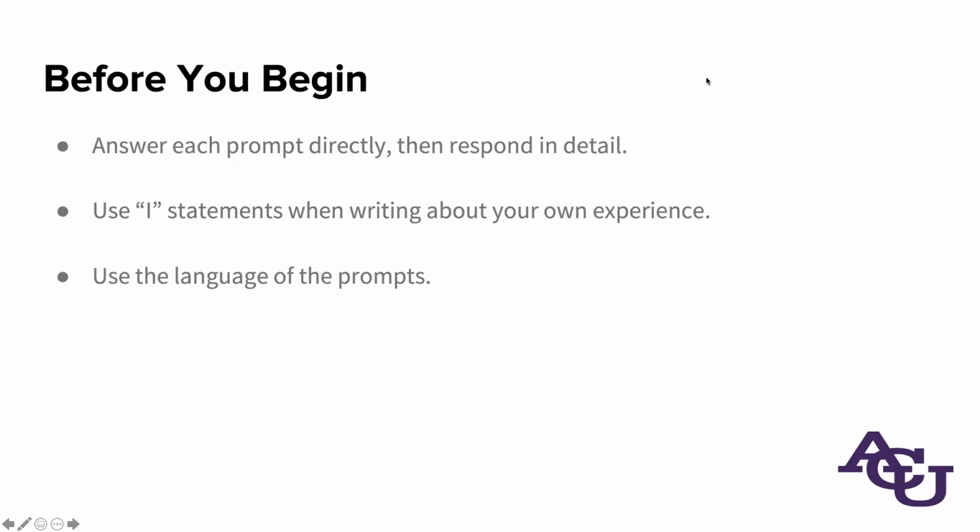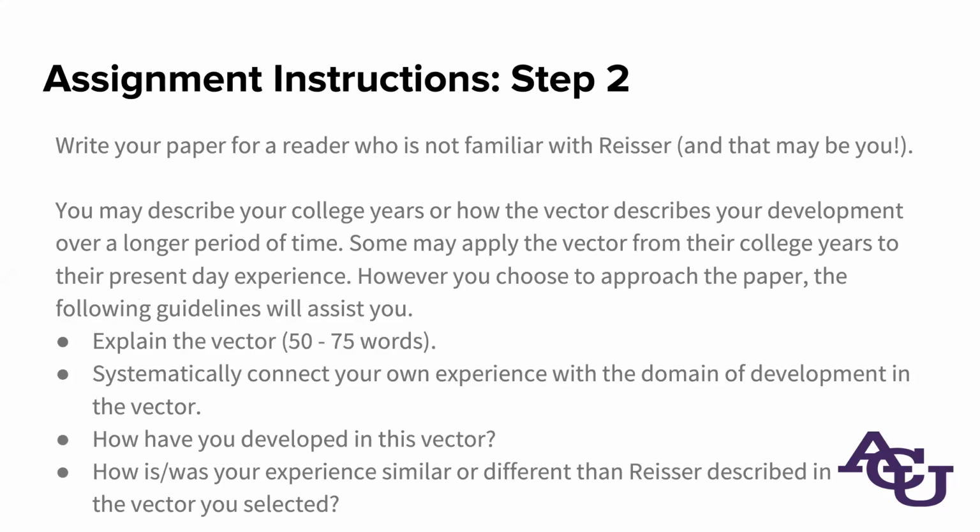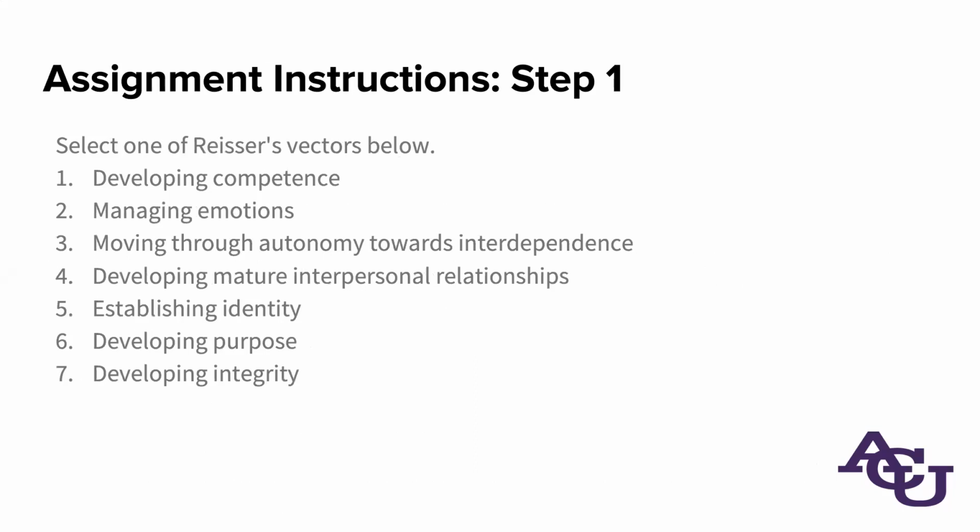As part of that, make sure that you use the language of the prompts. Let's explore that one a little bit and duck back to look at what the prompt says. So when it says, systematically connect your own experience with the domain of development, you can use the language of the prompt. Say, oh, there are several areas where my own experience connects with such and such a vector. Let's say with how I developed my sense of integrity. And then now that you've told the reader that's what you're telling them, give us a couple follow-up sentences about how that is the case.